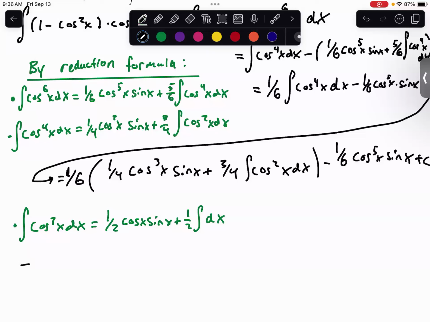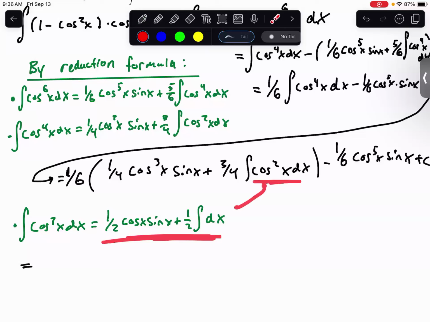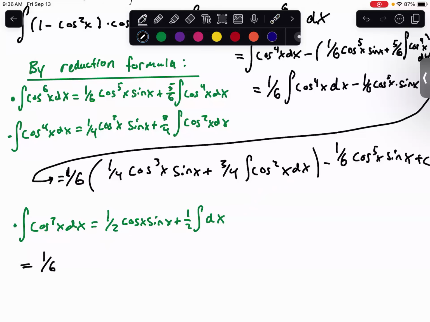Okay, and so we're finally done. We just have to write out this final line by substituting what we have here into this cosine. So this is 1/6 times 1/4. I'm just going to write it out. I'm not going to say it. It's just a mess. So this is 3/4 and 1/2 cosine of x sine of x.